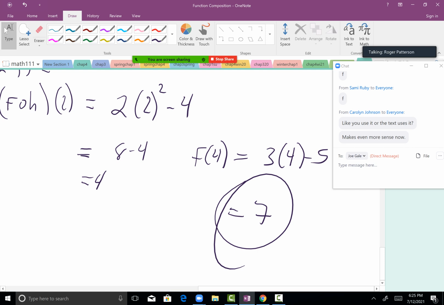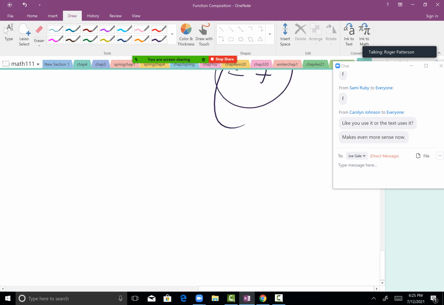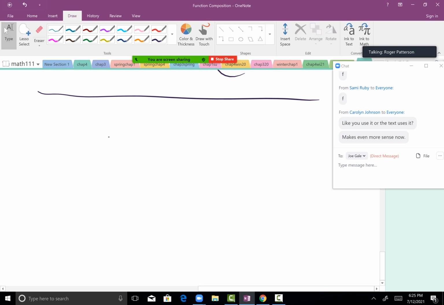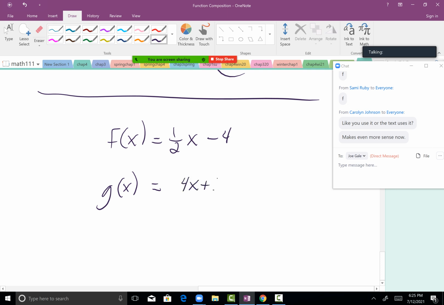Okay, so what we're going to do is take function composition just another step, and then I'll give you your little break here. All right, so hang in there for just a little bit longer. So I'm going to change my definitions just a tad bit. Let's go with f of x equals 1/2 x minus 4. We haven't had a fraction yet. Okay, and g of x, I'm going to make 4x plus 2.